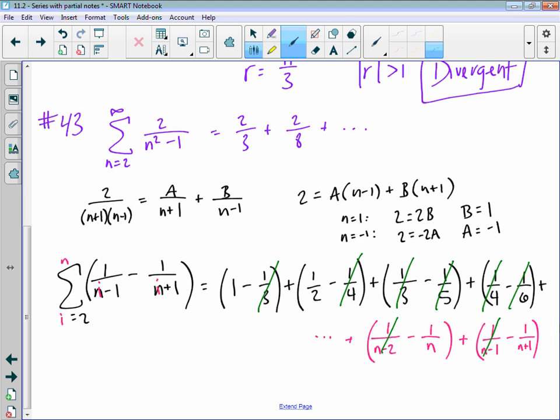So what's not getting canceled, I would say, would be this, this, and then the opposite end of that, which would be this one and this one here. So that's what we're going to be left with at the end. And then what do I do with those pieces?